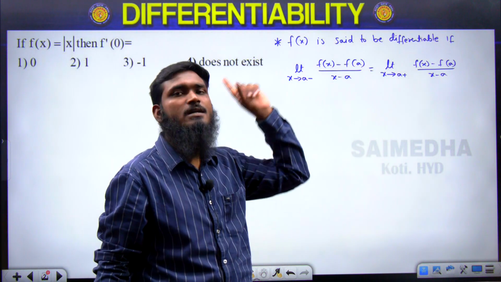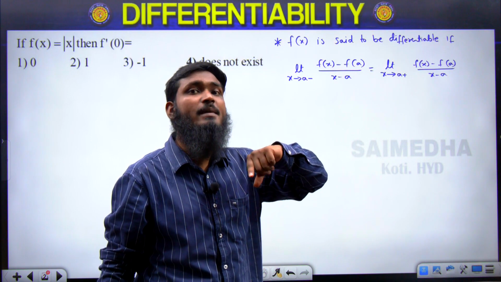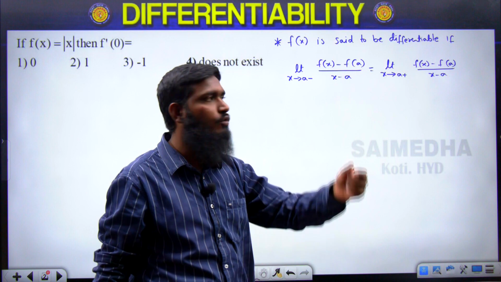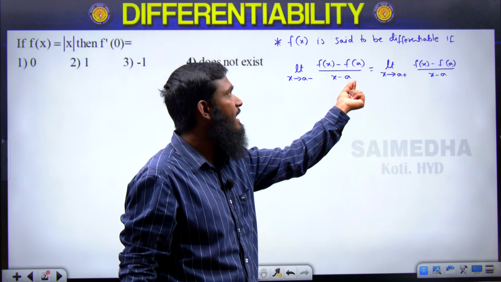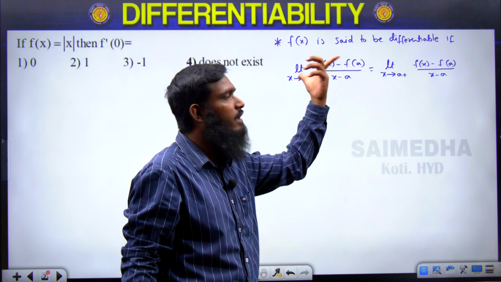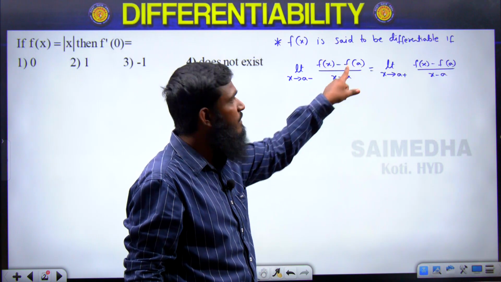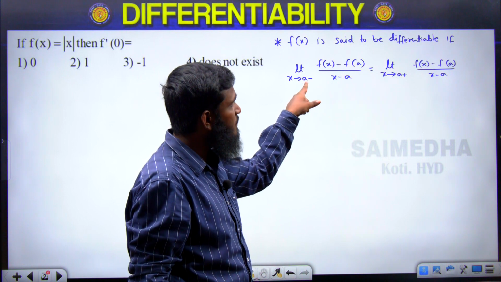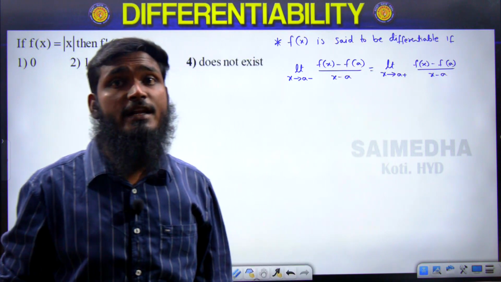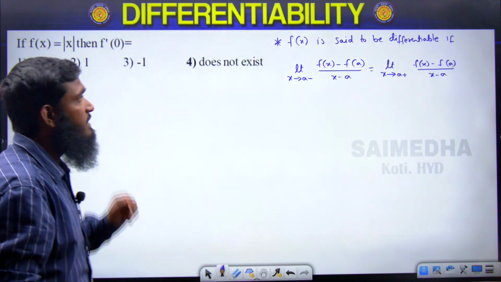f of x means the function given in the question. f of a means the function value. x means x only, and a means the value to which x tends. Don't confuse the a value and the f of a value. The a value is taken directly, while f of a is the function value, as we discussed in the continuity topic on how to find the function value. Let us see this question now.